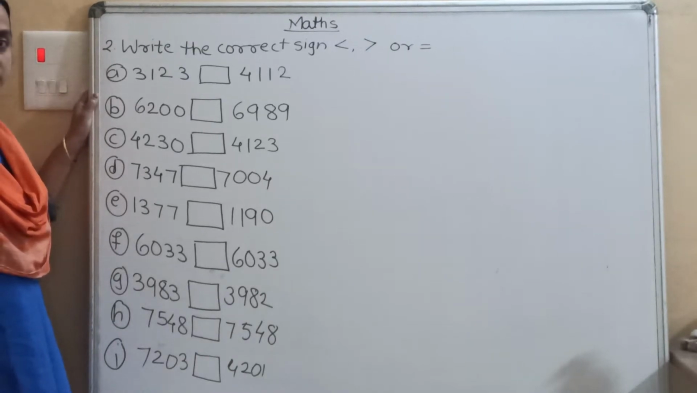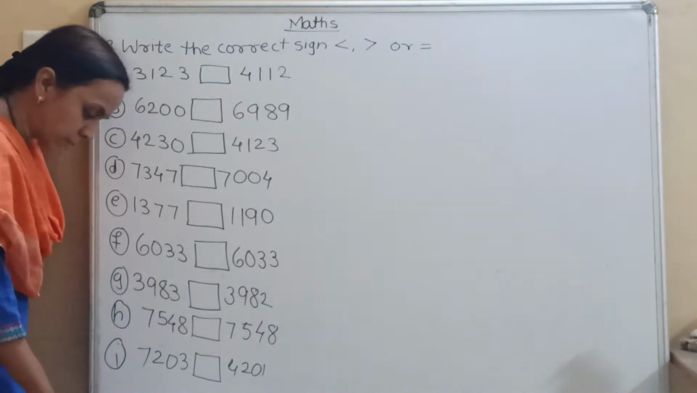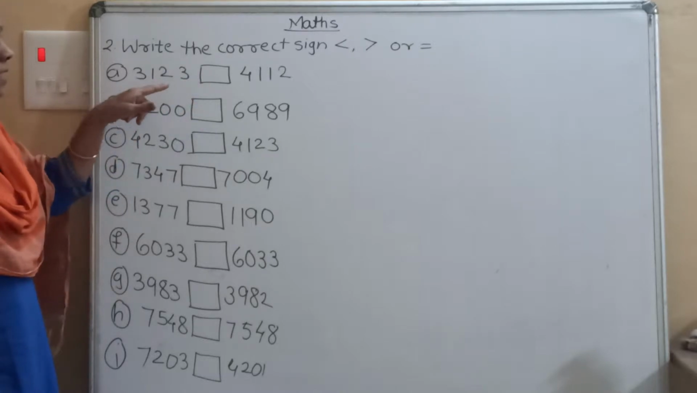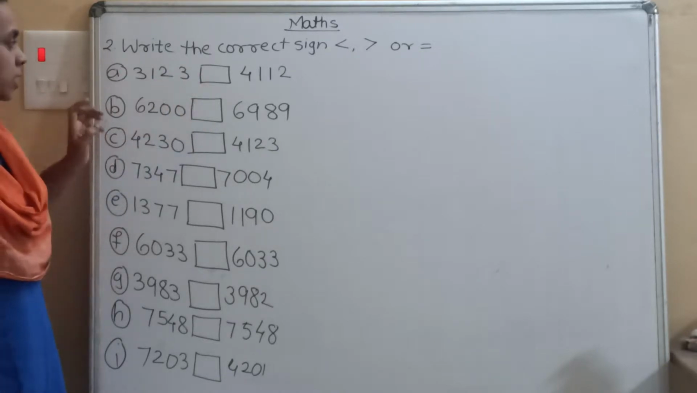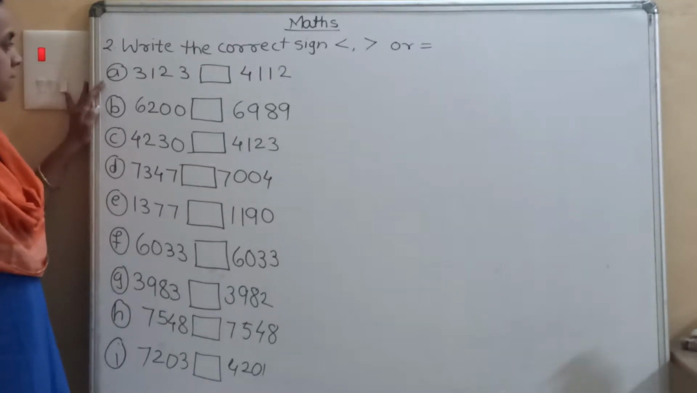Good morning students. Today we will see question number 2, page number 29. Write the correct sign, less than, greater than or equal to, in all these examples. So what is example A?